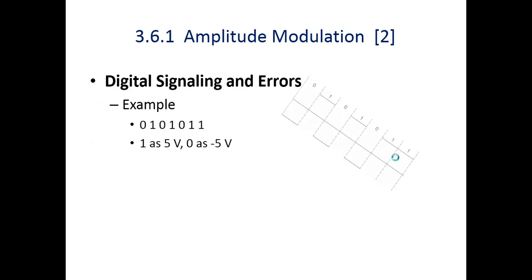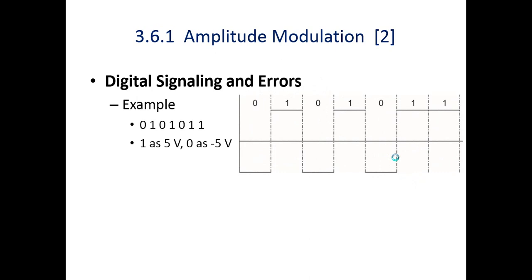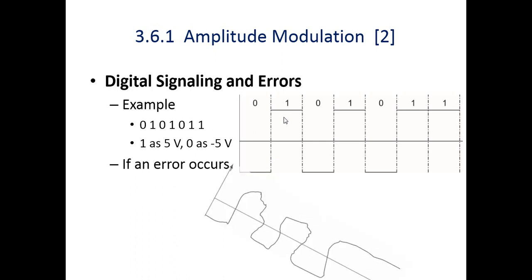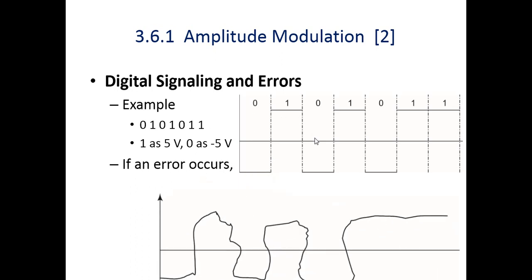Suppose the values are 0 1 0 1 0 1 1, then 1 is represented by plus 5 volt and 0 is represented by minus 5 volt. So the first element is 0, represented by minus 5 volt. 1 is represented by plus 5 volt. 0 is represented by minus 5. 1 plus 5, 0 minus 5, and the last two elements 1 1 are represented by plus 5 volt respectively.